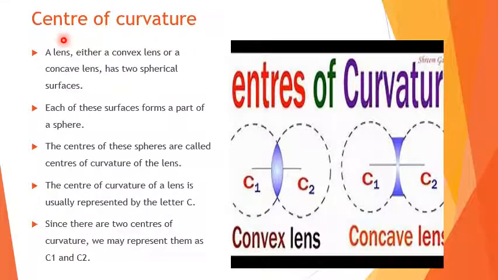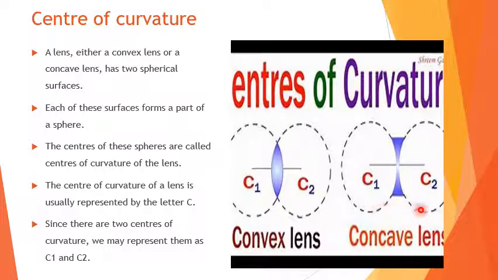Okay, now we move on to the next part, that is center of curvature. A lens, either a concave lens or a convex lens, has two spherical surfaces, isn't it? This is a convex lens. It has two spheres, C1 and C2. These are two circles whose parts make a convex lens.